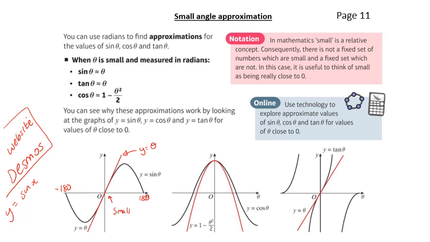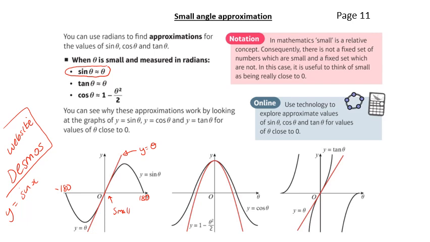So as the theta value gets very, very small, the graph of sine of theta is almost identical to the line y equals theta, which is why sine of theta is approximately equal to theta for very small angles. I'm going to jump across now to the tan graph, and we'll come back to sine in a minute.